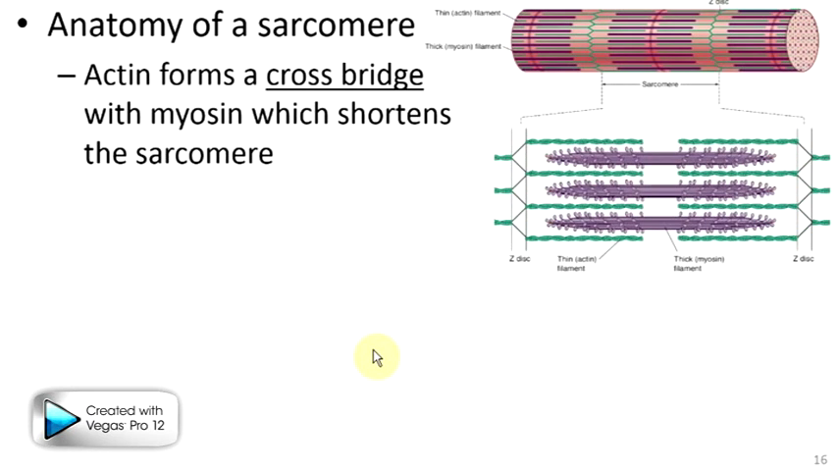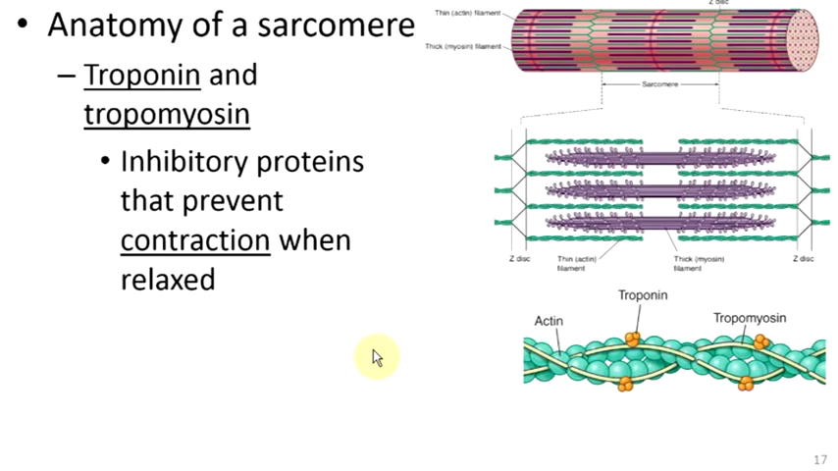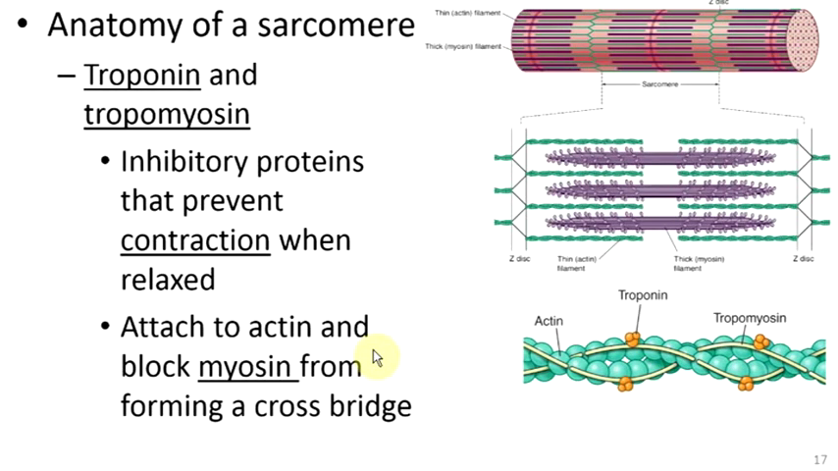Okay, so actin forms what is called a cross bridge, and that's an official term, with the myosin. And what happens is when they interact, they shorten with each other. Now, covering the actin are two proteins called troponin and tropomyosin. They're inhibitory proteins, and what they do is prevent the interaction between the actin and the myosin so that we don't form cross bridges when the muscle is relaxed. And so when we send the impulse to contract a muscle, it removes those inhibitory proteins, so you can actually have the muscle contraction.